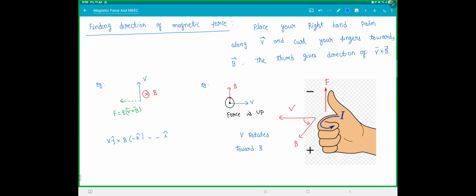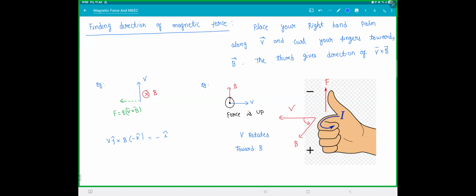Again, if you think about it, it is the same thing. If this is velocity and this is magnetic field, when V rotates towards B, the thumb is pointing up. If you rotate V towards B this way, the thumb is pointing up. It is the same thing, just a simpler way. You can put your fingers like a gun: if you put one in the direction of V and one in the direction of B, the thumb automatically shows the F direction.